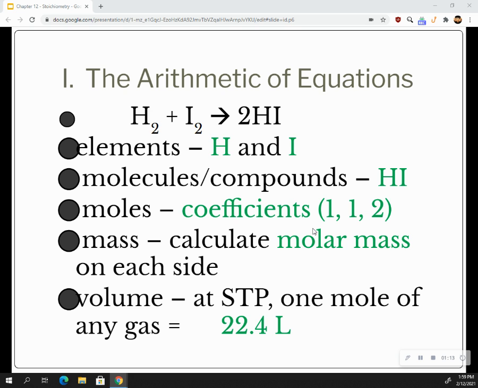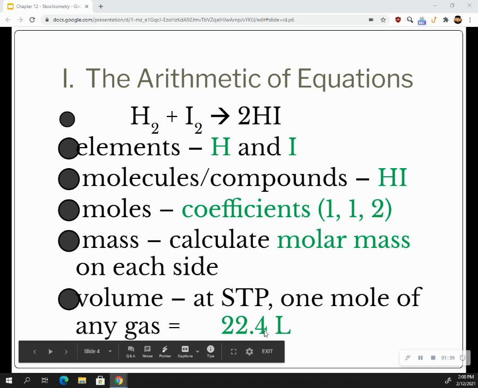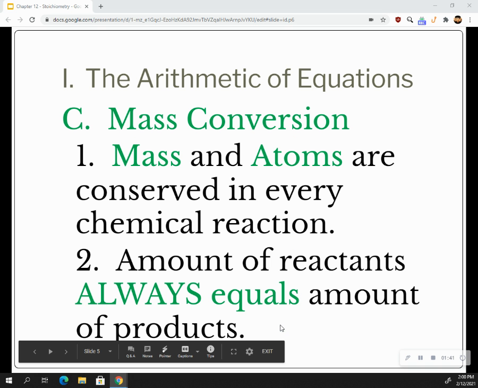Now, when we talk about the coefficients, we're talking about the number of moles for each one. We don't have coefficients in front of our first two, so there is one mole each, and then we have 2 in front of our HI. Then we calculate the mass with the molar mass of each side, and we have to figure out the volume, which at standard temperature and pressure is 22.4 liters for every mole of gas.